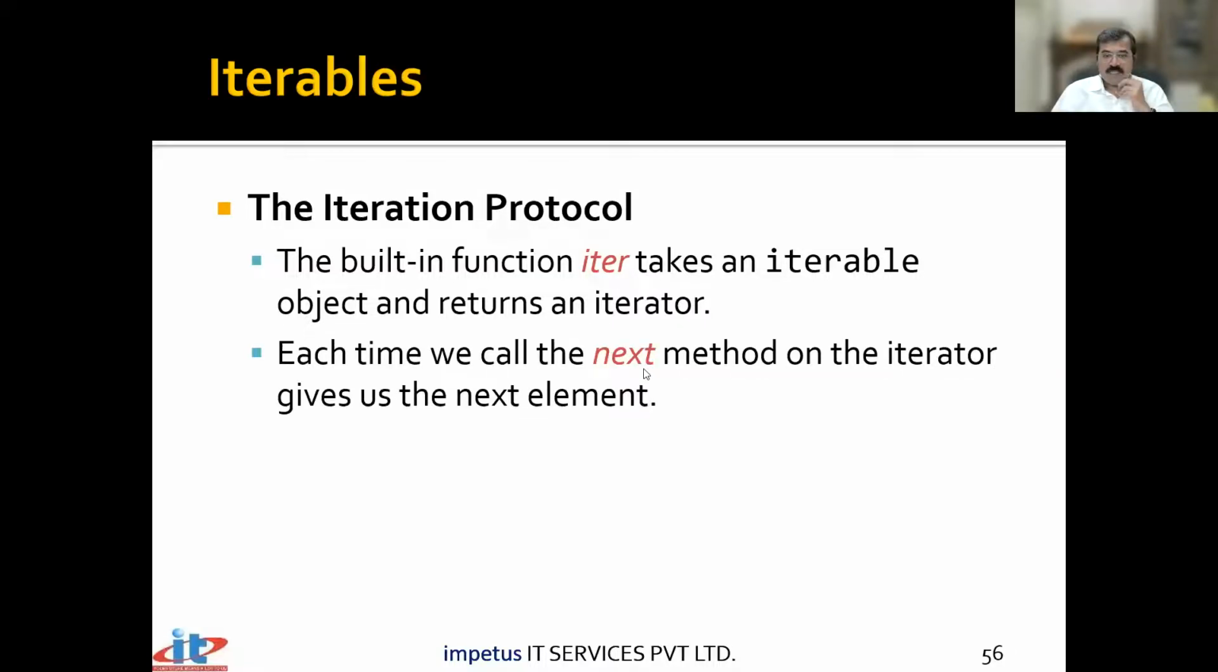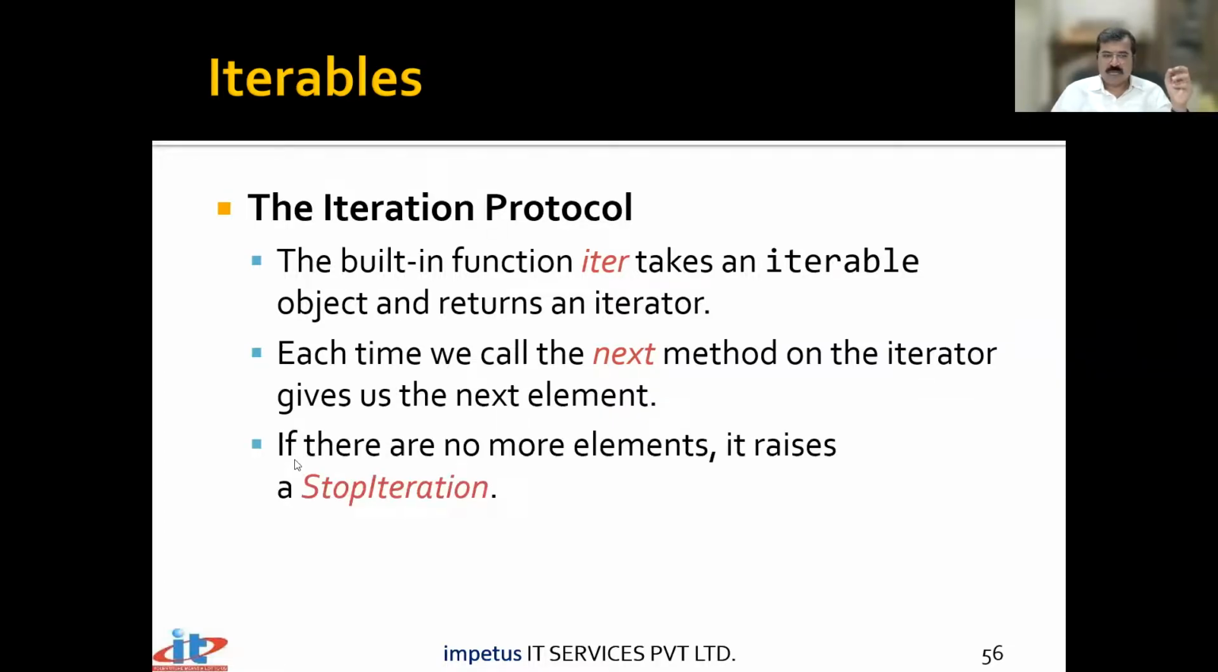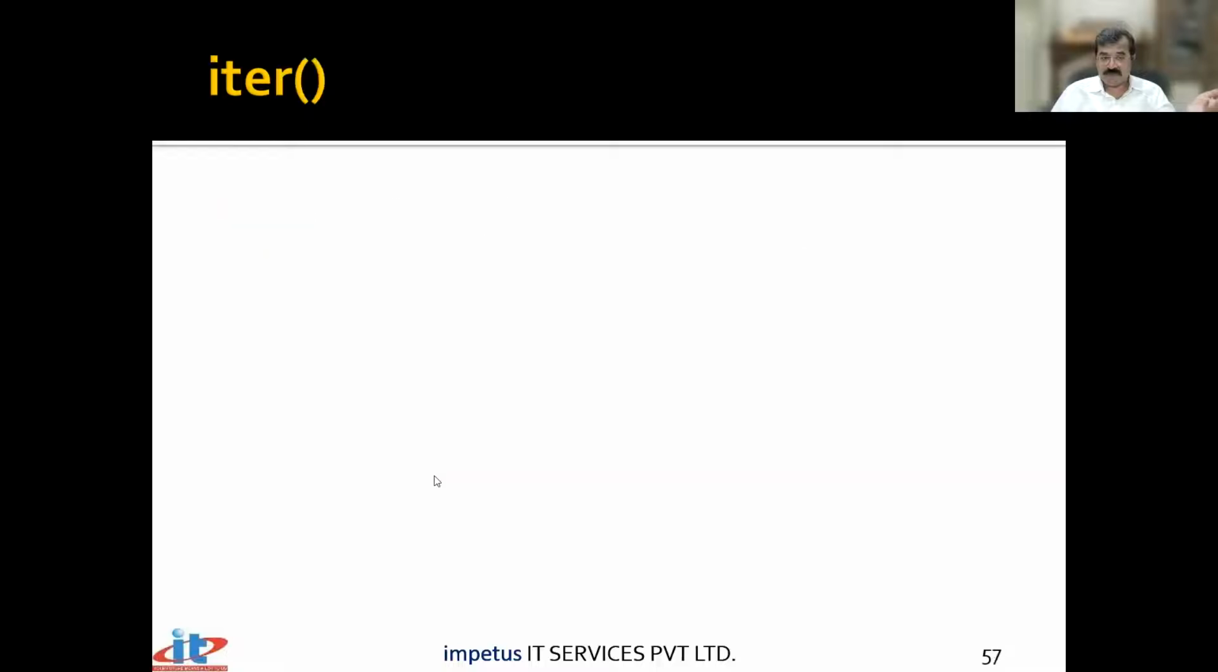Each time we can call the next method on the iterator, which gives us the next element, and it knows what the next element is. You don't have to bother. It may be an ordered collection, it may be an unordered collection, it will give you the elements. If there are no more elements, it raises StopIteration. So that means when you have cycled through all the elements, it will give you StopIteration.